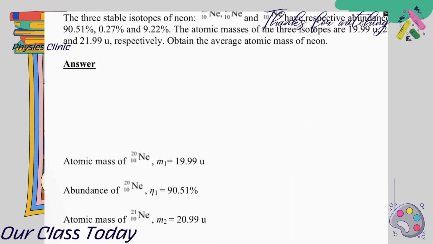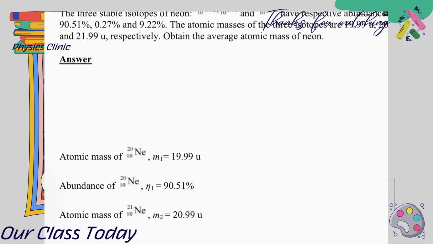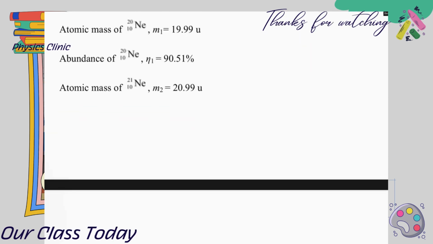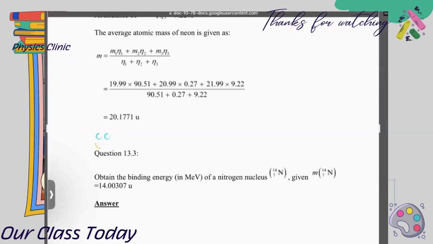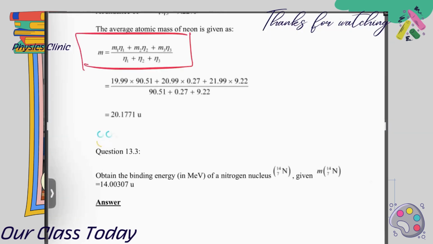Then the next one is also given like this. Neon has three stable isotopes, 20, 21 and 22. Its abundances are given and the isotopic masses are also given. You're asked to find the average atomic mass of neon. So you are given three isotopes of neon. So for three isotopes of neon, the formula will become like this. So this is the formula. So keep going on this. And then this is the average atomic mass unit.